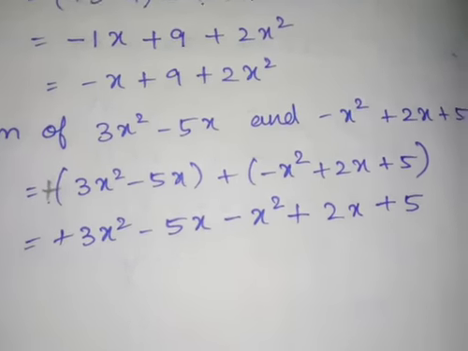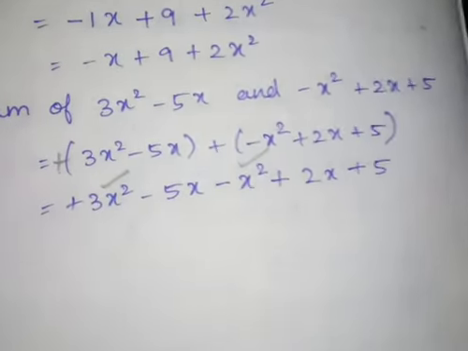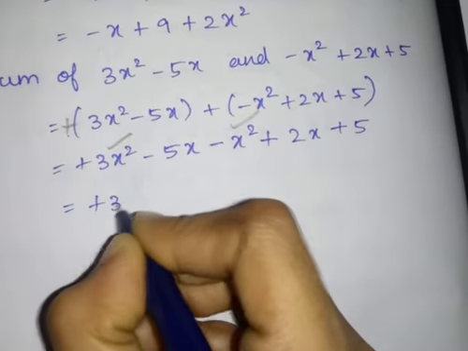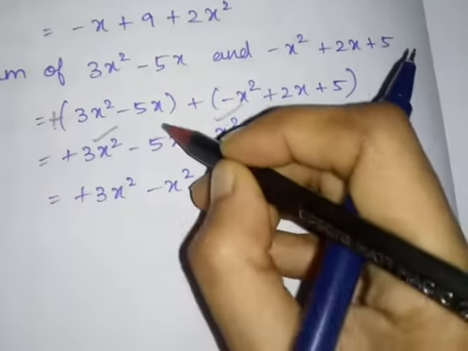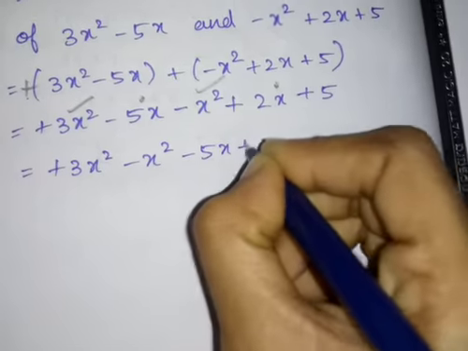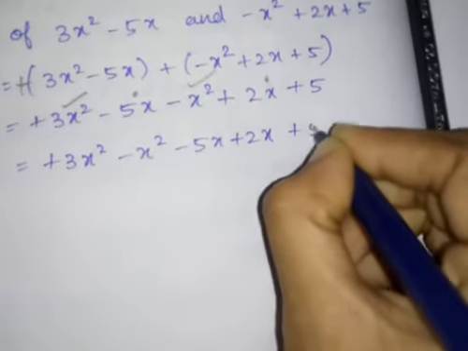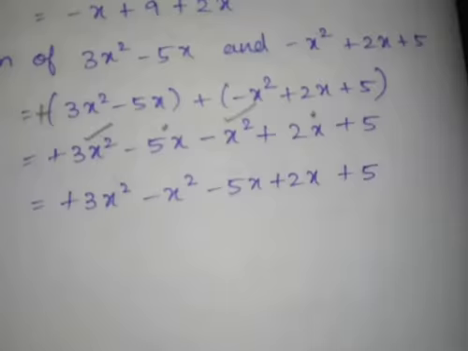Next what we should do, you should join the like terms. Plus 3x square minus x square are like terms. Please, plus 3x square minus x square. Next minus 5x plus 2x. Next plus 5 is the constant term which is a single term, so I wrote it at last.